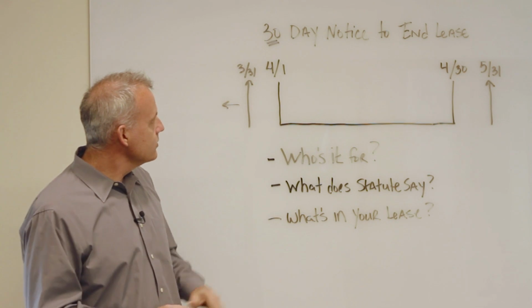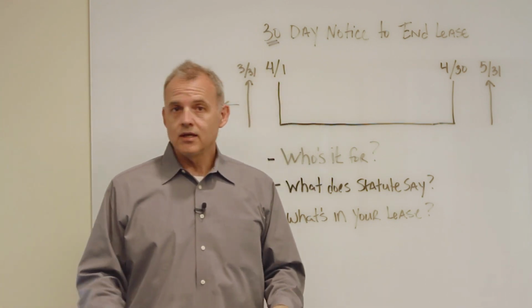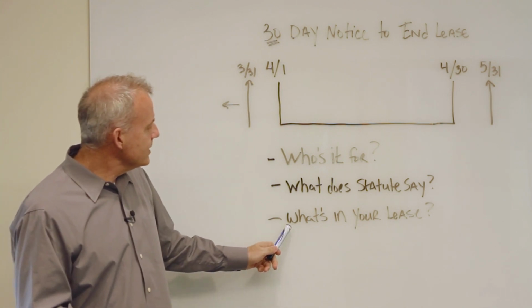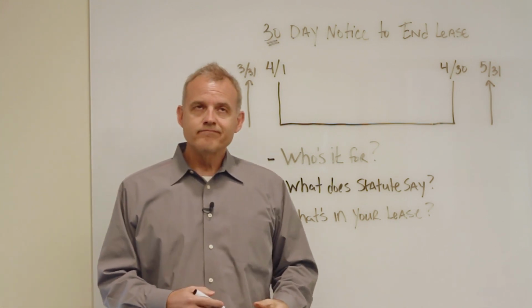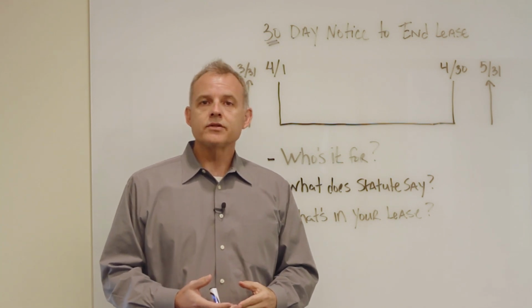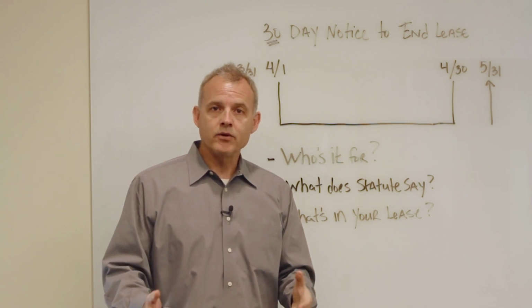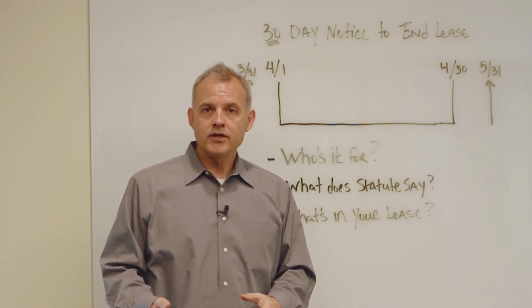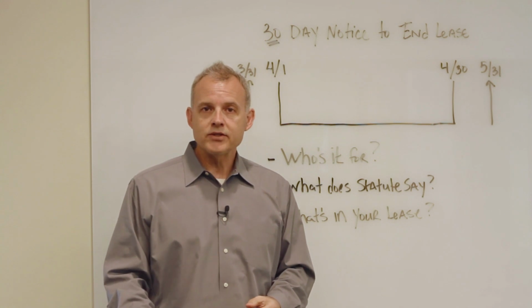So what does the statute say? The statute says you have to give a 30-day notice, and I explain the process here. One thing I would tell you, a lot of leases have what we call alternate notice requirements. So some leases will say that the tenant has to give a 60-day notice of the termination of the lease agreement, which is fine. The statute does allow that.